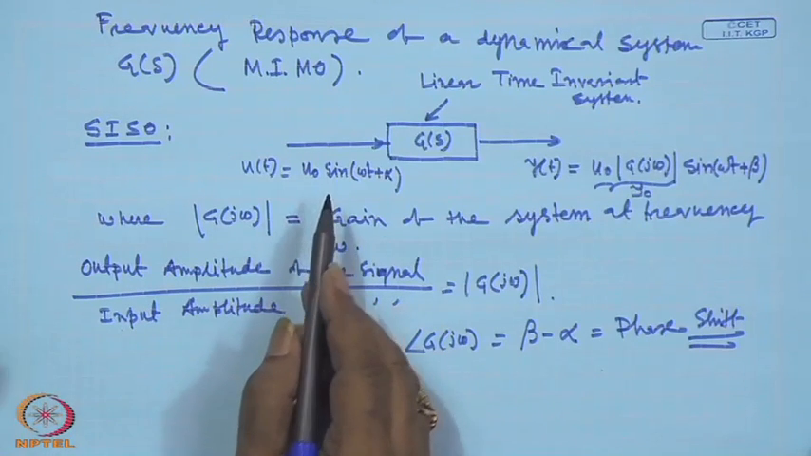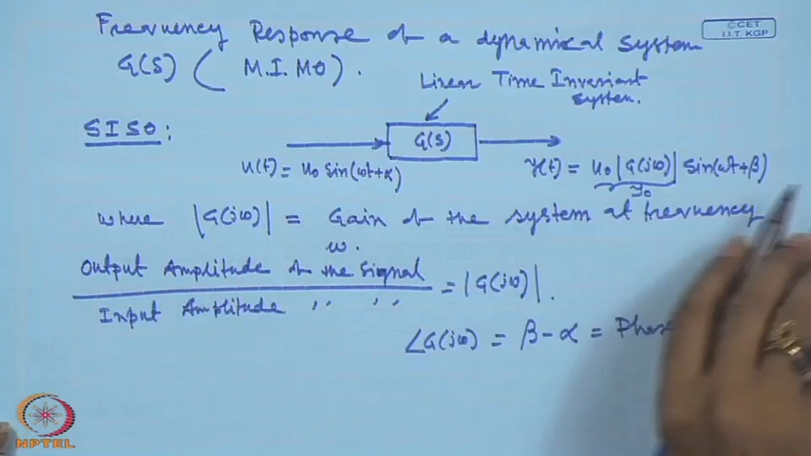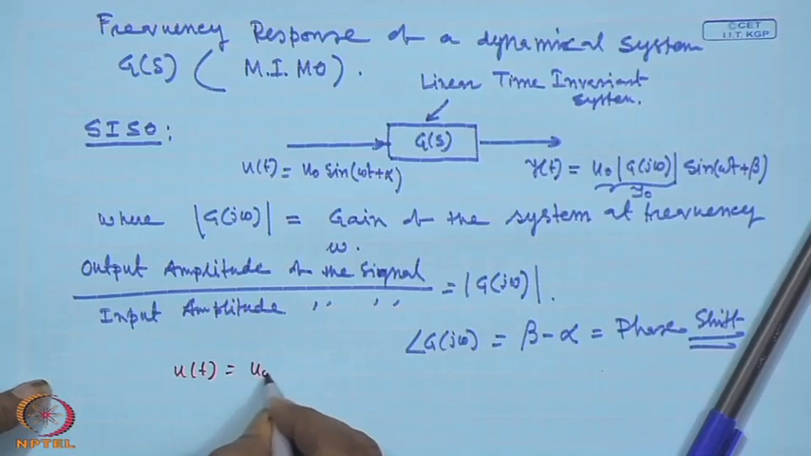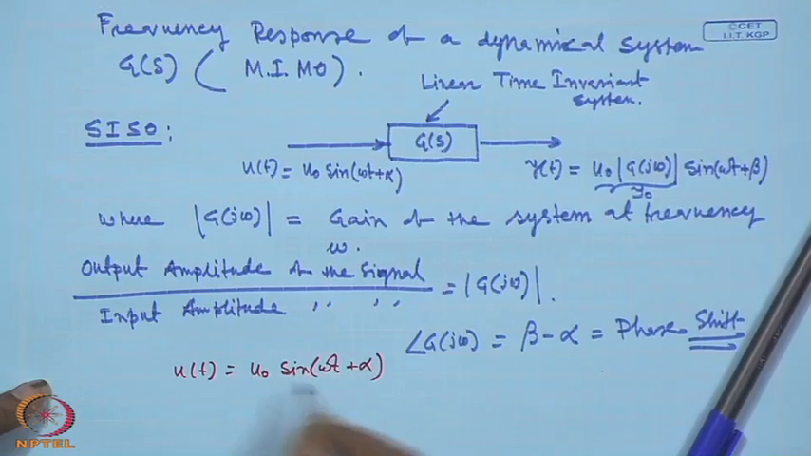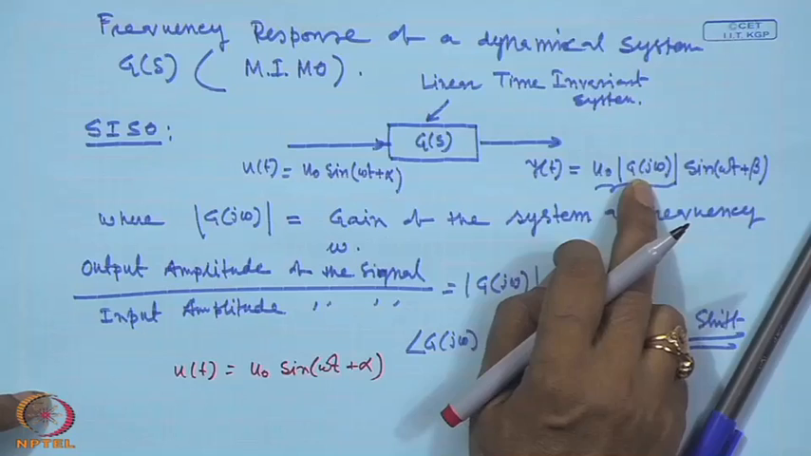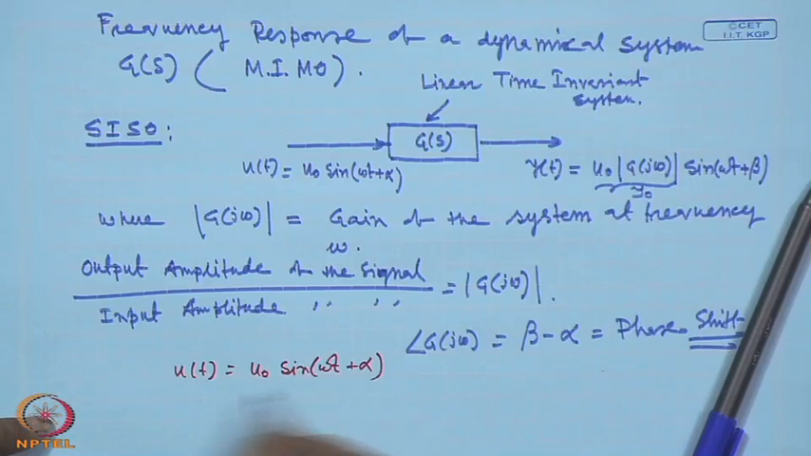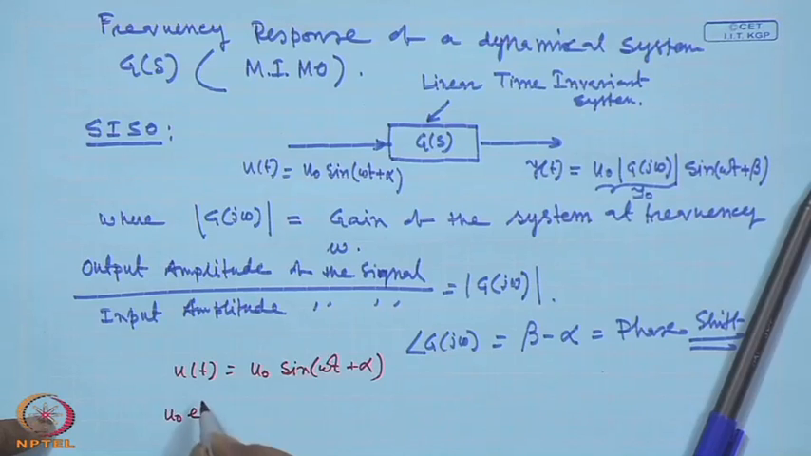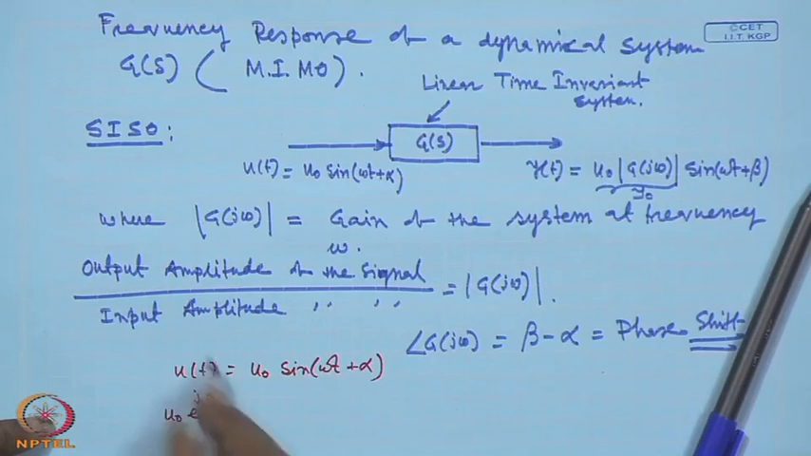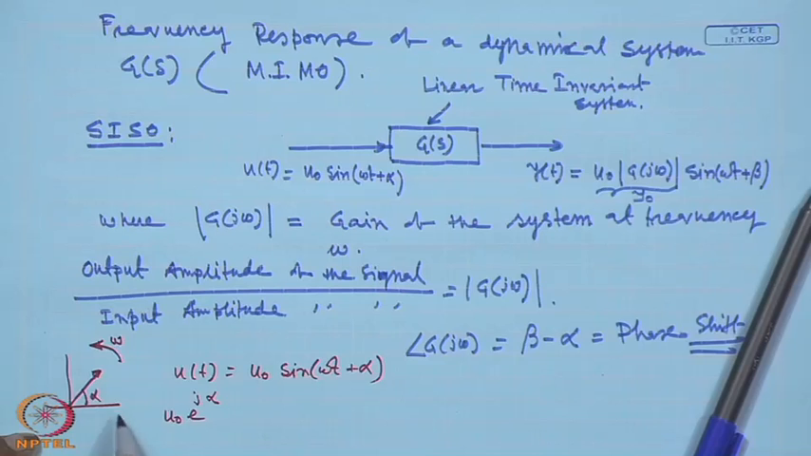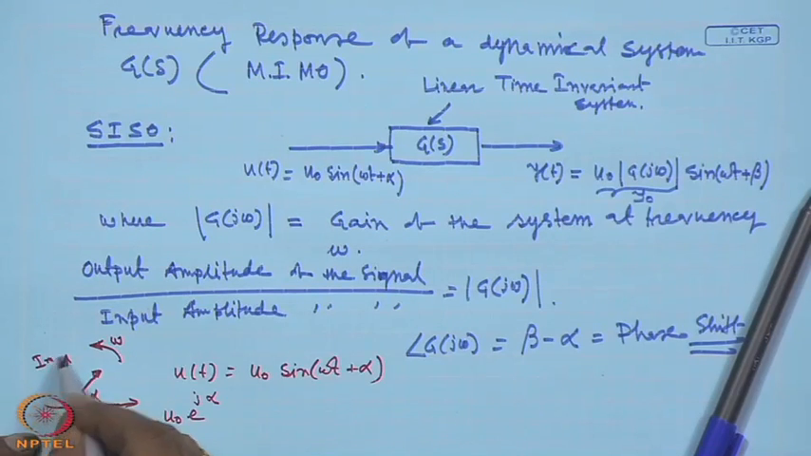Now, how will you see this? We know the phasor quantity. If you represent this phasor quantity, it is something like this. This is u of t equal to u 0 sin of omega t plus alpha. If you represent it as a phasor quantity, it is a vector rotating with a constant angular velocity omega. I can represent it by u 0 e to the power of j alpha, and this is the vector. Its magnitude is u 0, its phase angle is alpha, and that vector is rotating with the angular velocity omega. You can say this is the real and this is the imaginary axis.